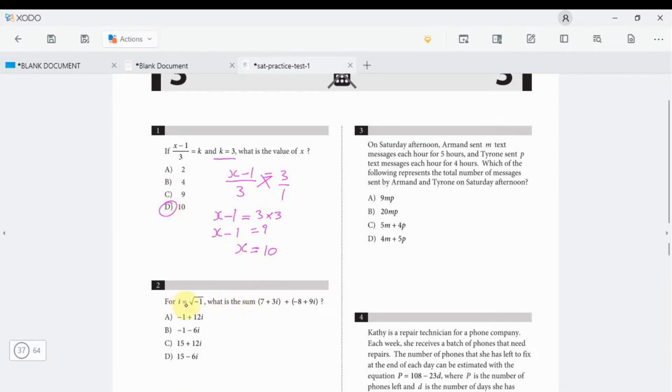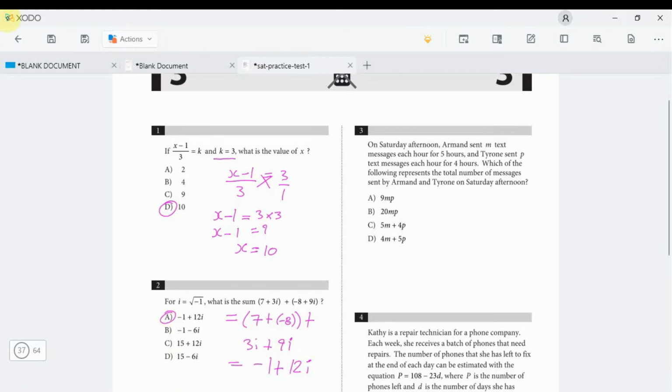Number 2, for i equal the square root of minus 1, what is the sum of 7 plus 3i plus minus 8 plus 9i? In that case, we're going to add the like terms, which is the terms without the i, 7 plus negative 8. Then we add the terms with the i's, the 3i plus 9i. Now 7 plus negative 8 is negative 1, and 3i plus 9i is 12i. So negative 1 plus 12i, that's option A.